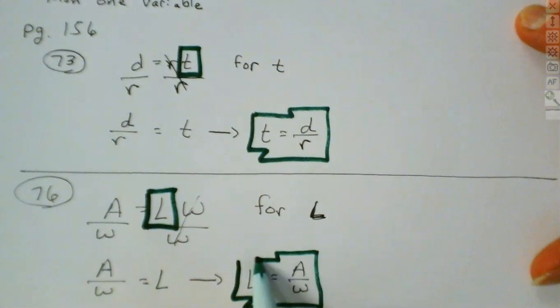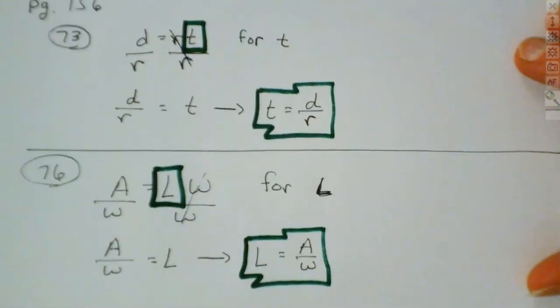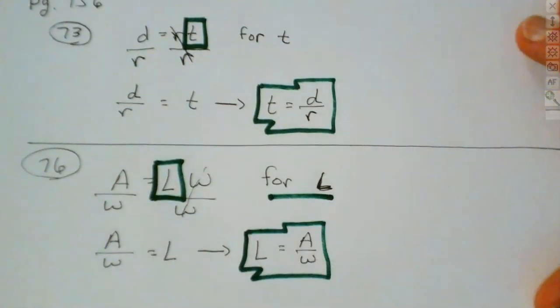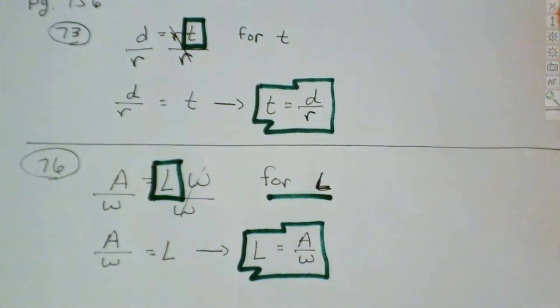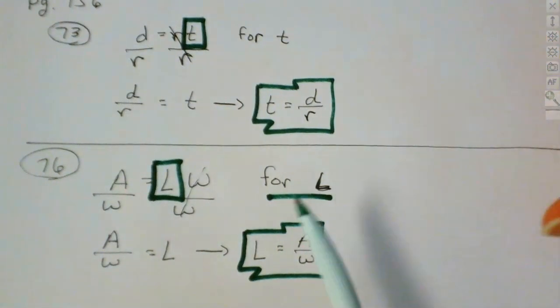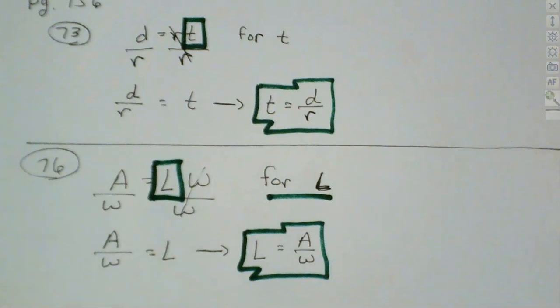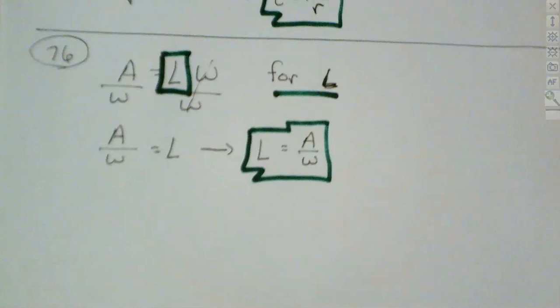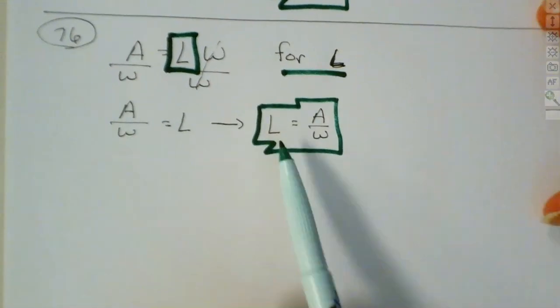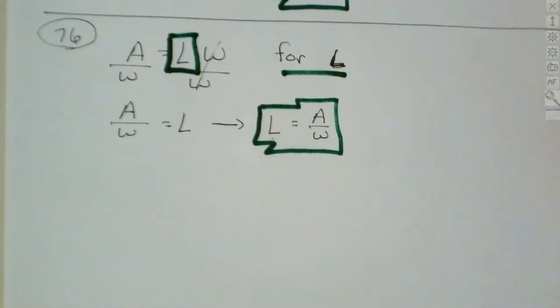How do I know I can stop? And how do I know I'm done? What am I doing? I am solving for L. Now, what does that mean when I say solve for L? That means L has to be by itself on the left-hand side. Is it by itself on the left-hand side? Yes, that is what I want, so I can stop.